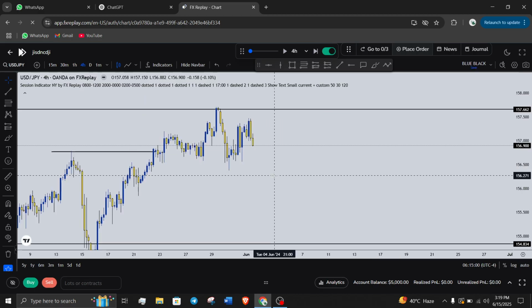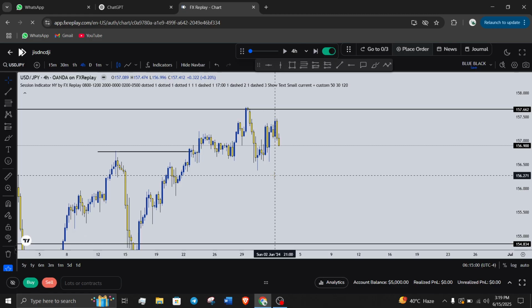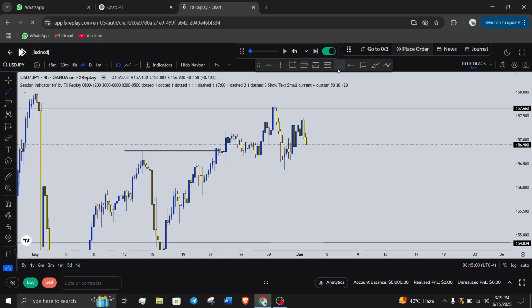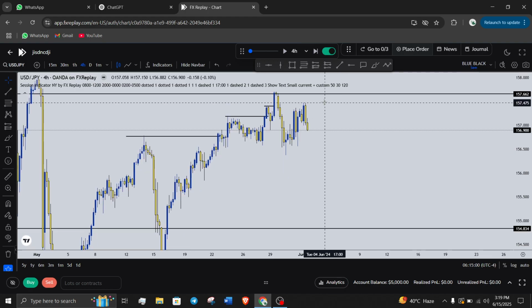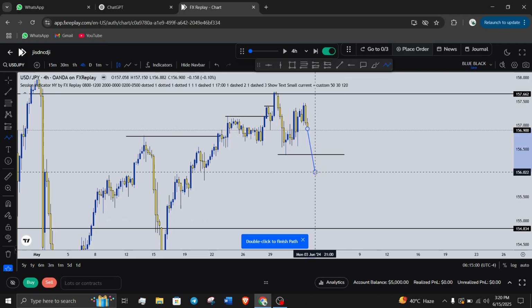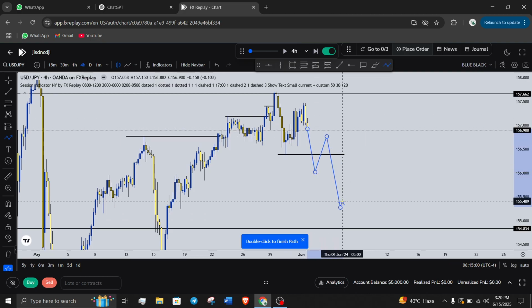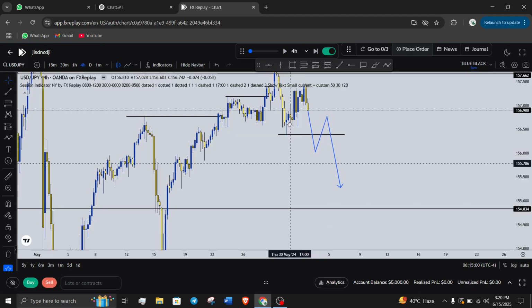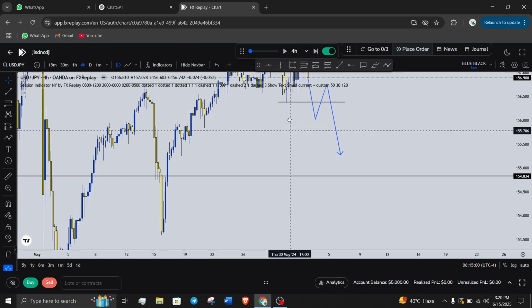Now what I would personally like to see is some sort of clear structure to form before going in to trade, and that structure will be a change of character towards the downside, which means we must break this low to continue down. In that way we'll be entering like this. So I would enter at this point to continue towards this 4-hour zone.